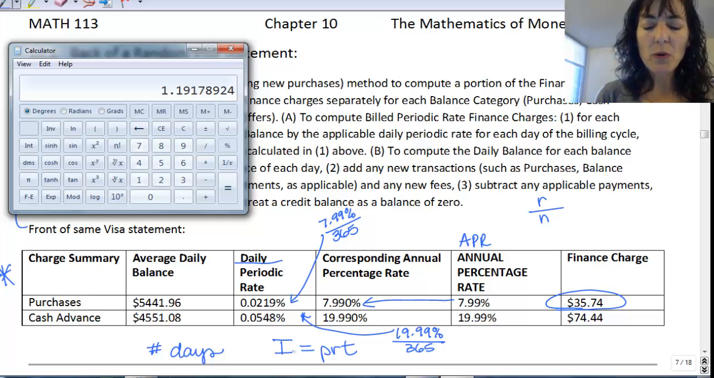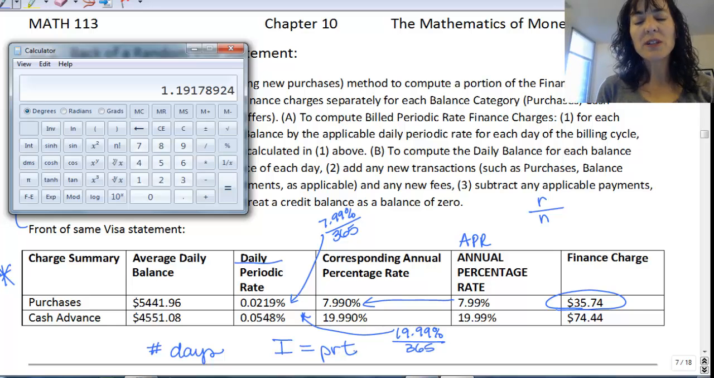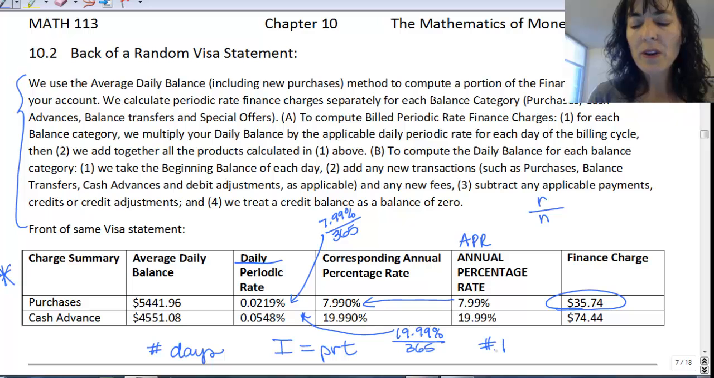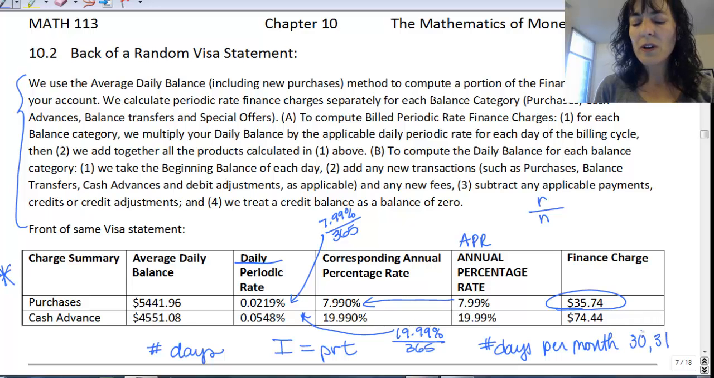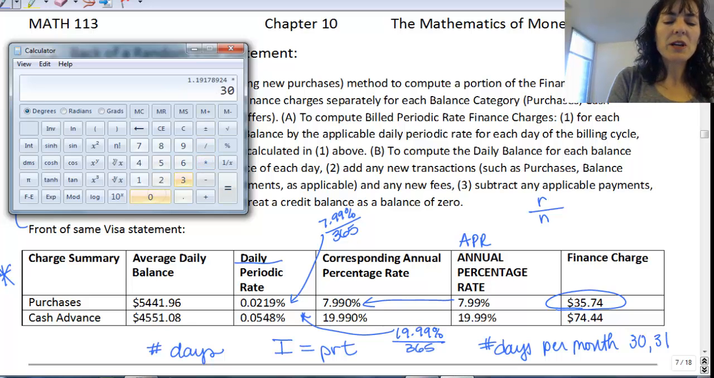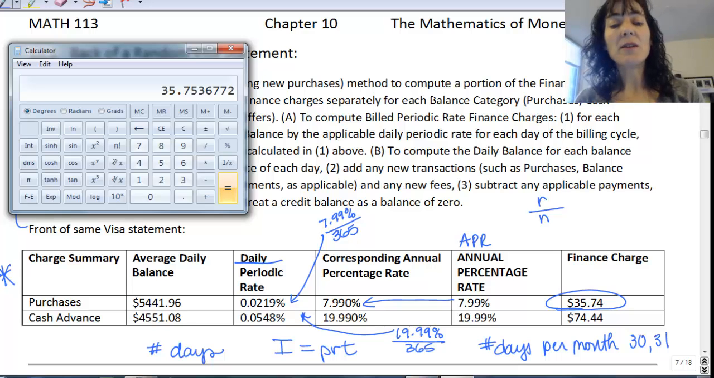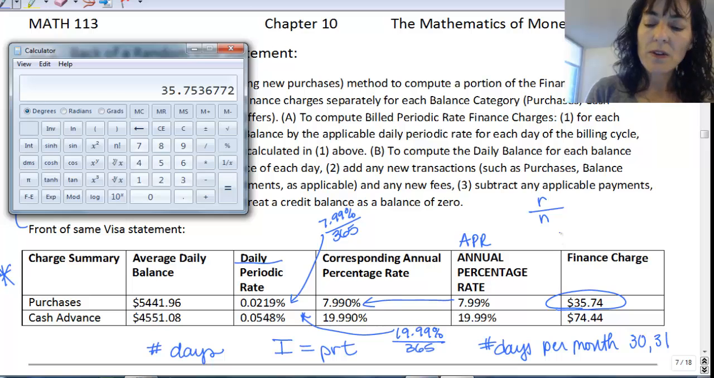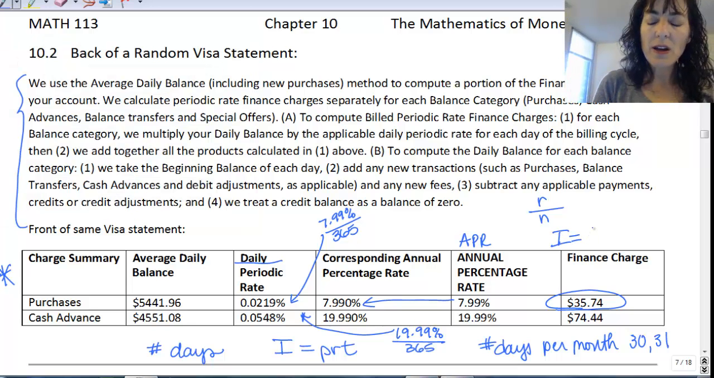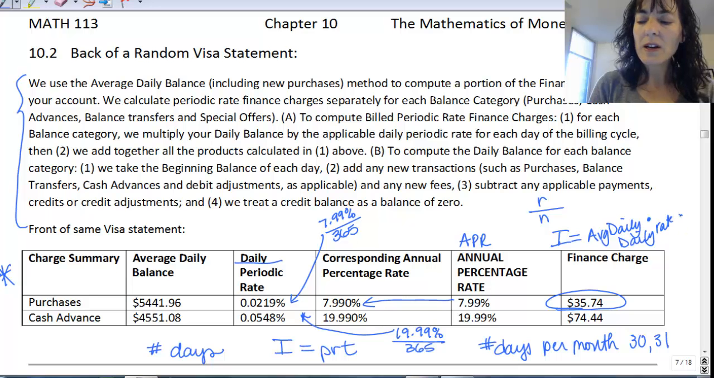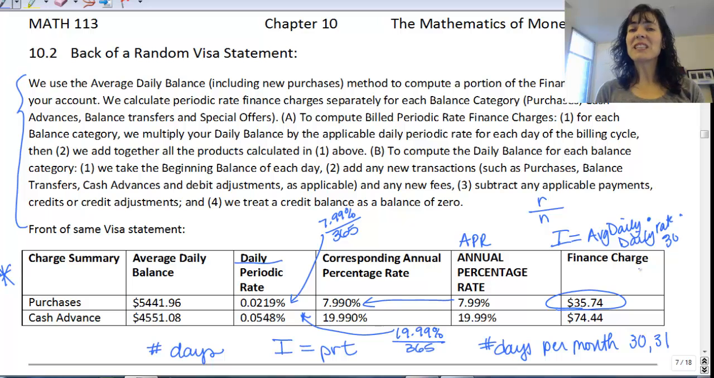But there's one thing missing. Remember, interest equals principal times rate, which I just did, but times time as well. So you have to figure out how many days we're calculating this interest for. The number of days per month could be 30 or 31. So we can try that. Let's take times 30. And that gives me 35.75. So this interest is the average daily balance times the daily rate times 30. And we're a penny off, but that's okay. They might have something just slightly different that they're doing, but we're very, very close.